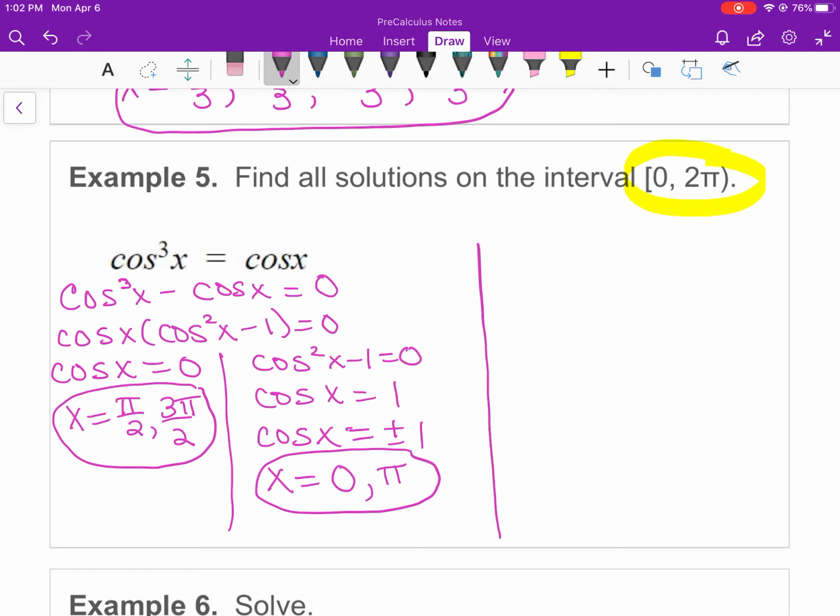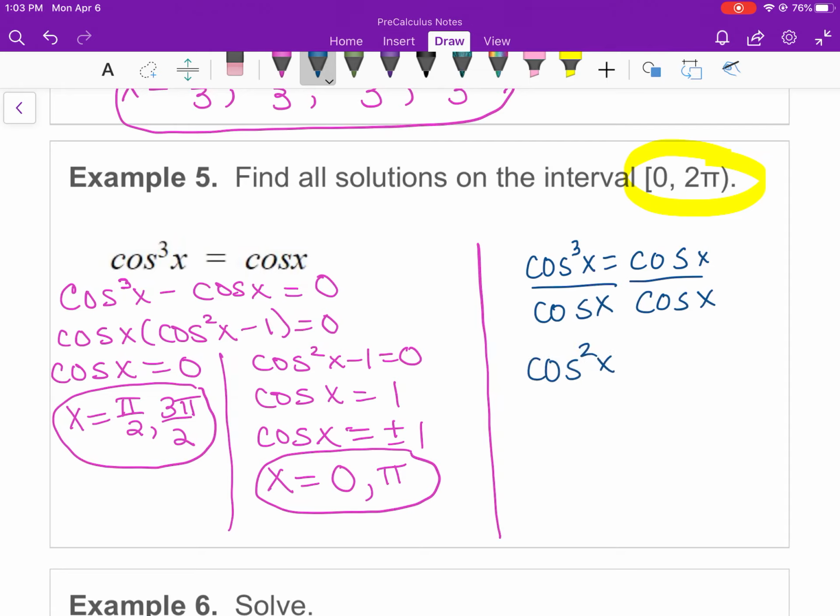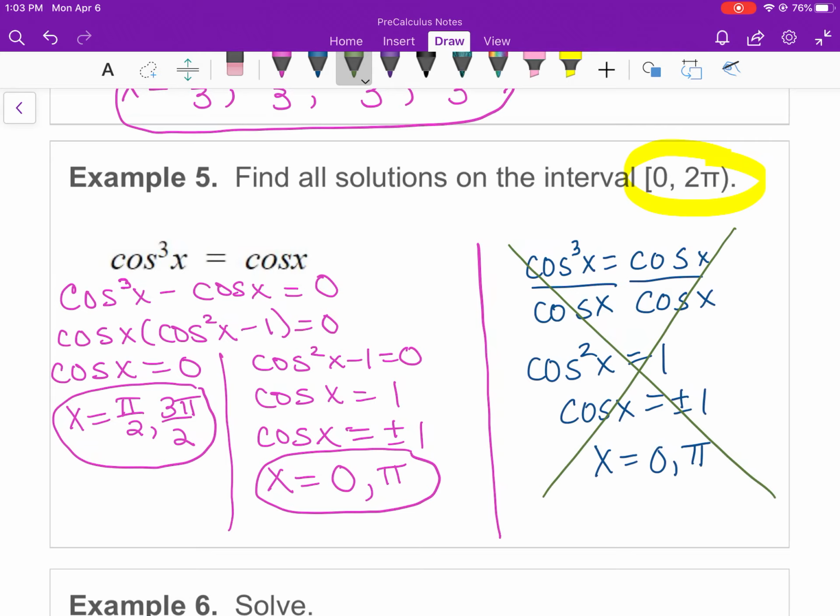What would have happened if you would have decided to just divide both sides by cosine? If I divide both sides by cosine, I get cosine squared x equals 1. I get cosine x equals plus or minus 1, and I only get these 2 answers. So if you're not careful, and you don't factor, you're only going to get half your answers in this case. So I recommend that you not solve them this way, that instead you take it and set it equal to 0 and make it a factoring opportunity.